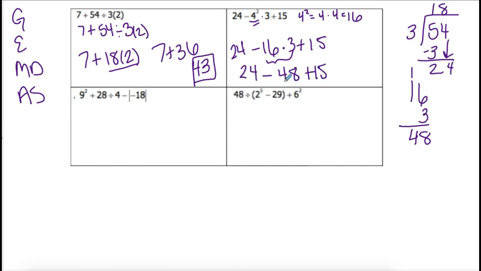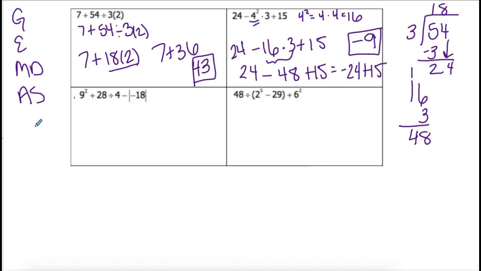24 minus 48. This is as if you have $24, you lose 48. So this is positive, this is negative. We're actually going to end up in the negatives. It'll be negative 24 plus 15. Negative 24 plus 15, which is negative 9.